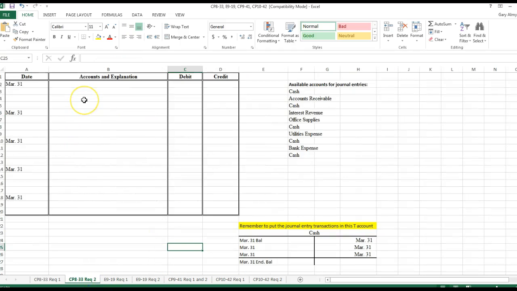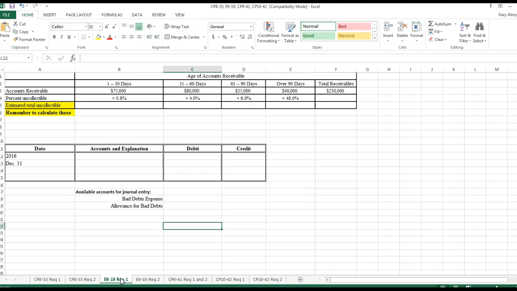These are the journal entries that you'll do, and these are the available accounts for the journal entries. And then this is your cash T account. You just want to put in the balance as of March 31st, and then you're going to be putting in those particular debits and credits so that you have a new ending balance, which will be that $52,113. Okay, that is CP 833.